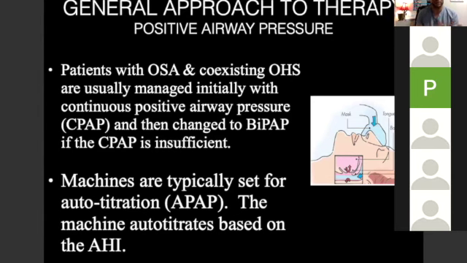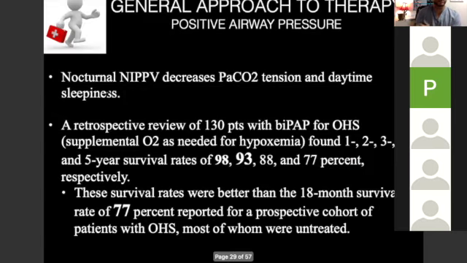Overall, if a patient tells you they failed in the past, you might want to tell them the technology's improved and to try again. So nocturnal, non-invasive, positive pressure ventilation decreases PaCO2 tension and daytime sleepiness. In a retrospective study of 130 patients with BiPAP for OHS, they found the 1, 2, 3, and 5-year survival rates of 98, 93, 88, and 77%. These survival rates were better than the 18-month survival rate of 77% in a prospective cohort who didn't get treated.